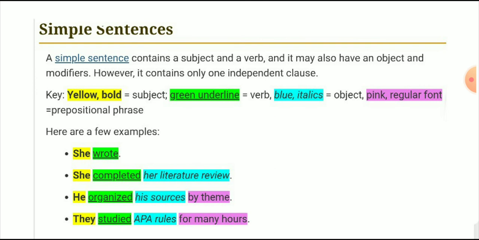Simple sentences. A simple sentence contains a verb and a subject. It may also have an object and modifier. However, it contains only one independent clause. Key: subject green, underlined. Verb blue, italics. Object pink, regular font, prepositional phrase. Here are a few examples. She wrote. She completed her literature review. He organized his scores by theme. They studied APA rules for many hours.